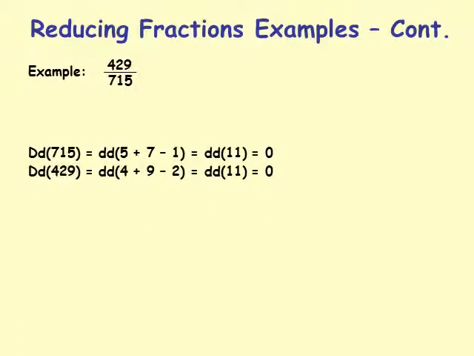Let's continue here with 429 for the numerator. The digit difference is 9 plus 4, 13, minus 2 is 11. Same digit difference of 11 is 0. So 429 is also divisible by 11. And so 429 is 11 times 39, and 715 is 11 times 65.